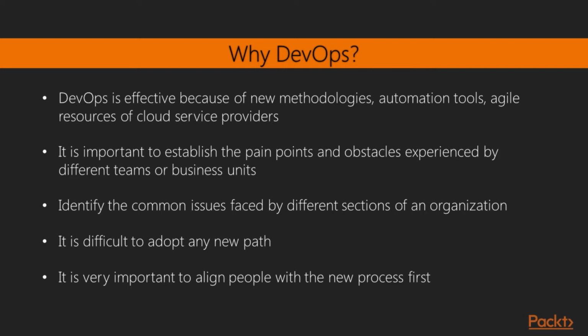If we identify the common issues faced by different sections of an organization and change the strategy to bring more value, then it makes sense. It can be a stepping stone in the direction of DevOps. With old values and objectives, it is difficult to adopt any new path. It is very important to align people with the new process first. For example, a team has to understand the value of the Agile methodology, else they will resist using it. They might resist it because they are comfortable with the old process. Hence, it is important to make them realize the benefit, as well as empowering them to bring about the change.